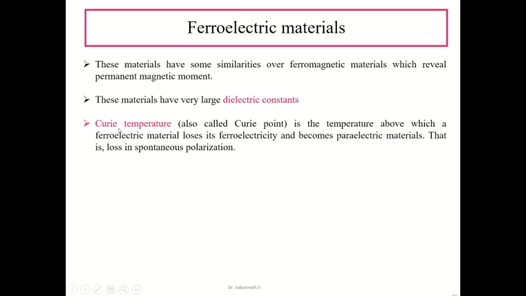The Curie temperature is also known as the Curie point, which is the temperature above which a ferroelectric material loses its ferroelectricity and becomes a paraelectric material, and that is a loss in spontaneous polarization. So if the ferroelectric material is above a particular temperature, it loses its polarization and becomes a paraelectric material.